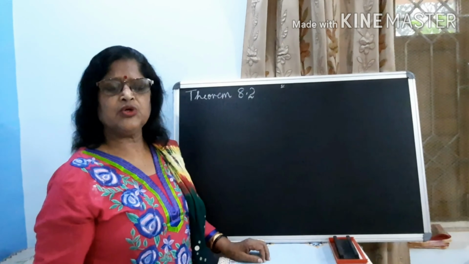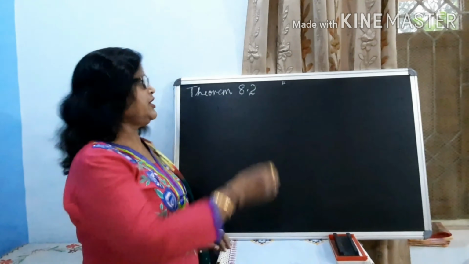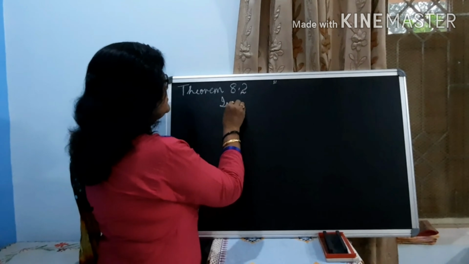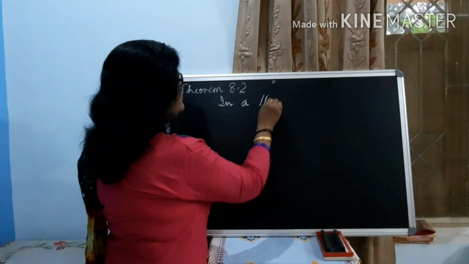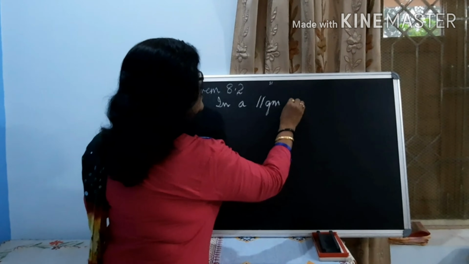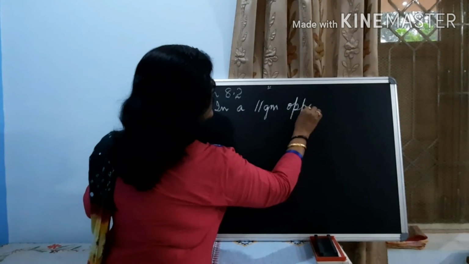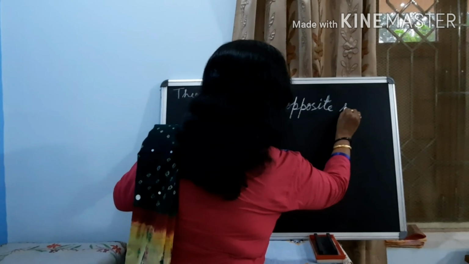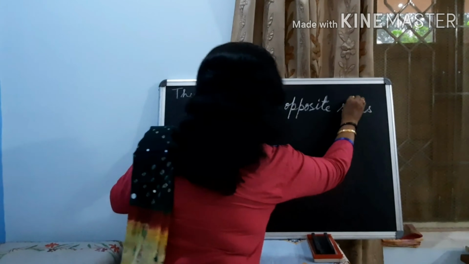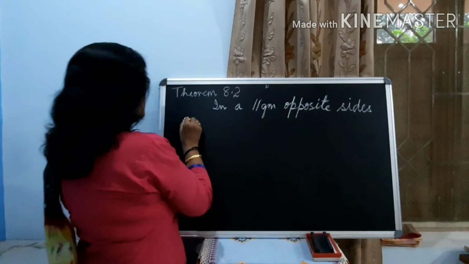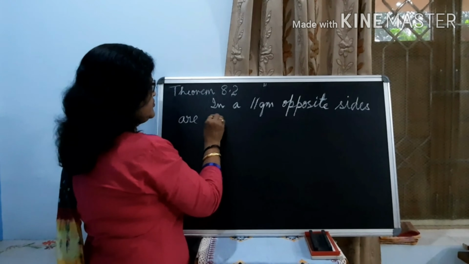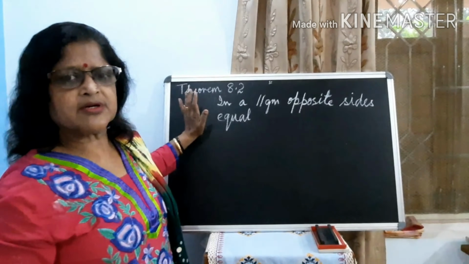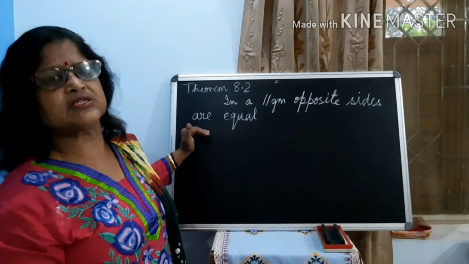We'll be starting with Theorem 8.2. Theorem 8.2 says, in a parallelogram, opposite sides are equal. Now, after writing the statement, the first step is Given.